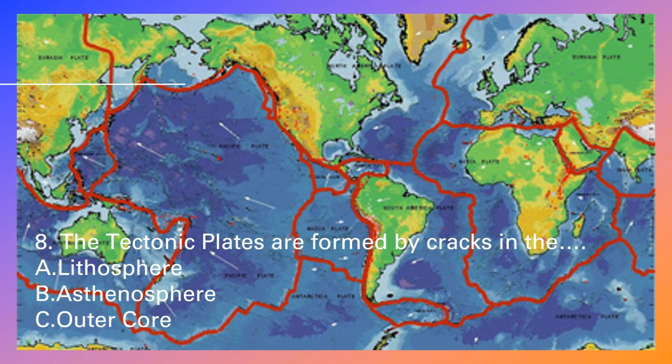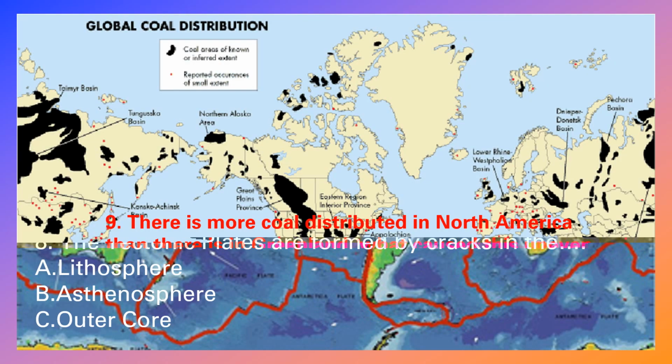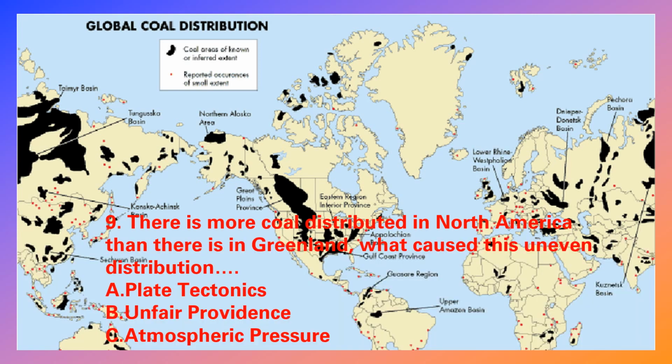Number 9, there is more coal distributed in North America than there is in Greenland. What caused this uneven distribution? A, plate tectonics. B, unfair providence. Or C, atmospheric pressure.